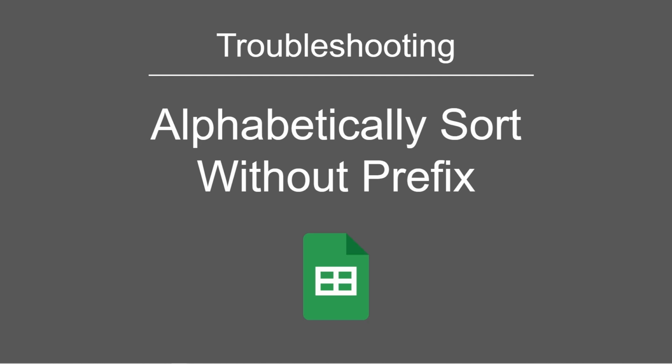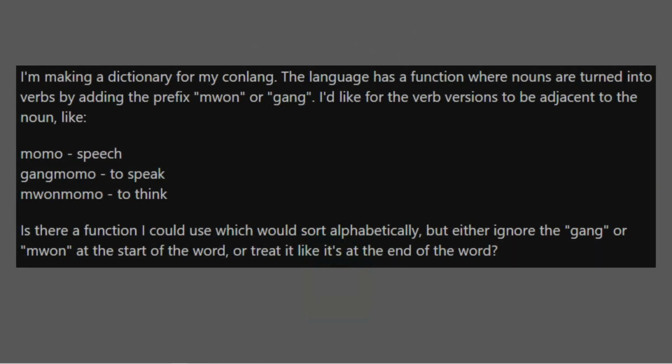Fun different one here. A user wanted to sort a list alphabetically, but not consider a specific prefix. They're making a conlang, a constructed language, where there's a function where nouns are turned into verbs by adding the prefix mwon or gong. I don't know how to pronounce it. I'm making this up. I'd like for the verb versions to be adjacent to the noun, so momo, gong momo, and mwon momo would all be together even as they're sorted.